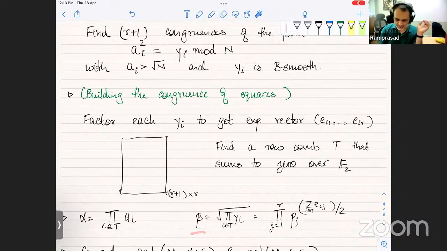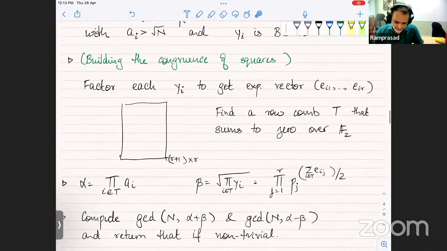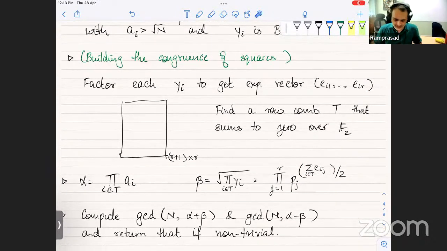Your beta is going to be the square root of the product of the yi's. The square root exists because when I take the product of these yi's, all of these exponents happen to be even numbers, so dividing by 2 makes sense. So now you get a suitable congruence of squares, and you just hope that one of these two GCDs will be non-trivial. If it is non-trivial, you return it. If it doesn't work, you just try again. So this is what we are going to do.